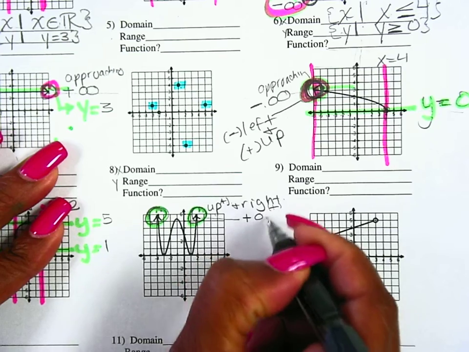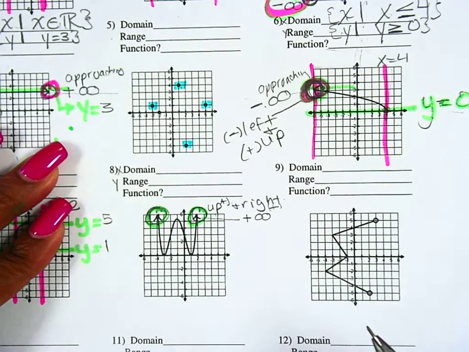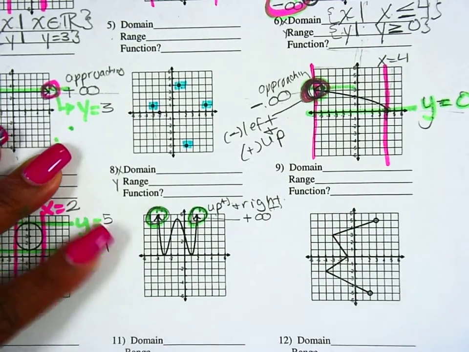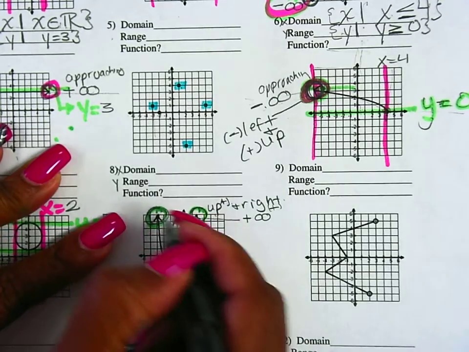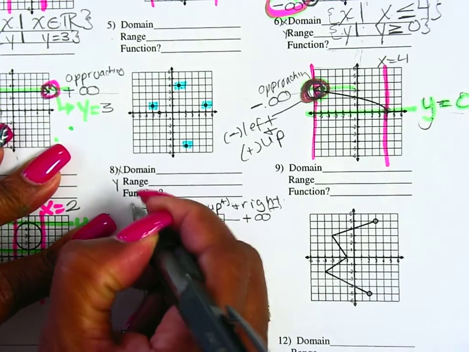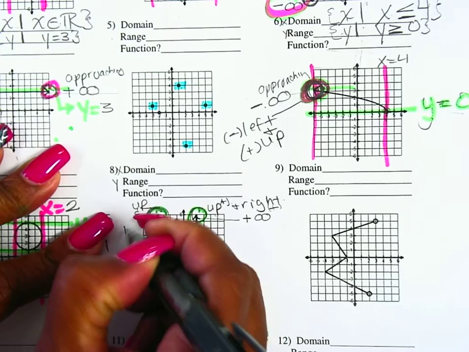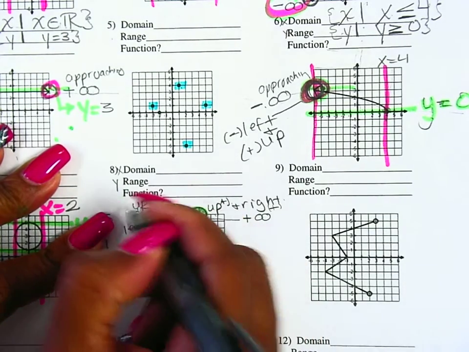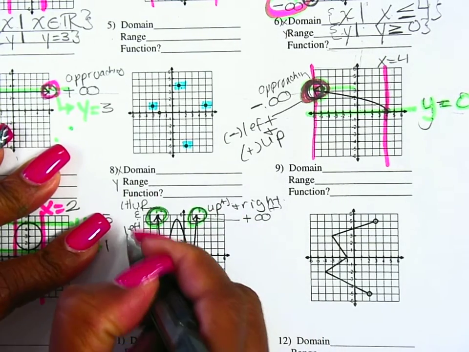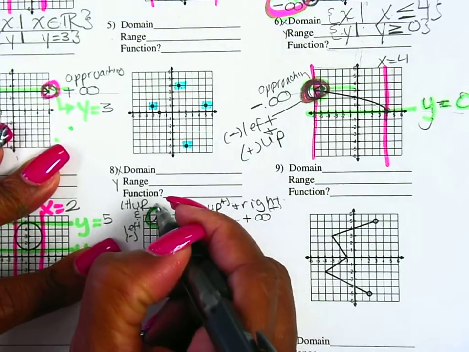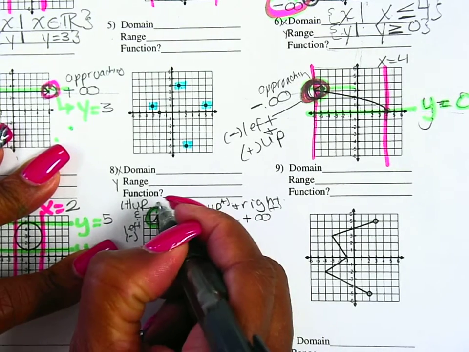Positive infinity. Okay. Then here, this is going up, and this right here is going up and to the left. Up is going to be positive. Left is going to be negative. This is approaching negative infinity.